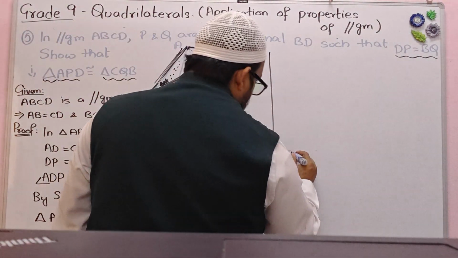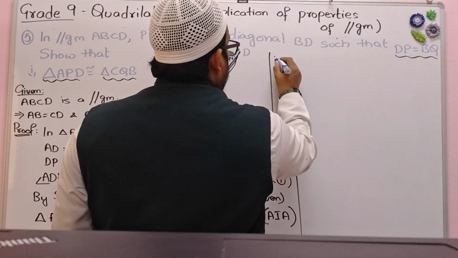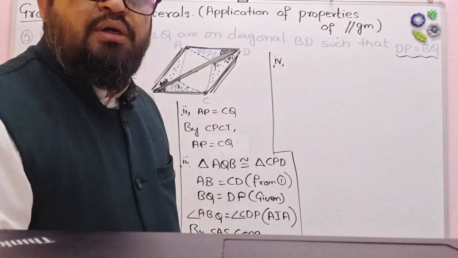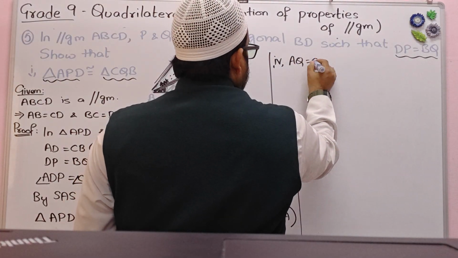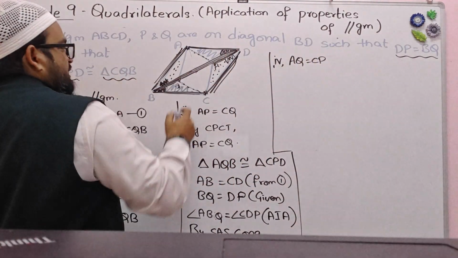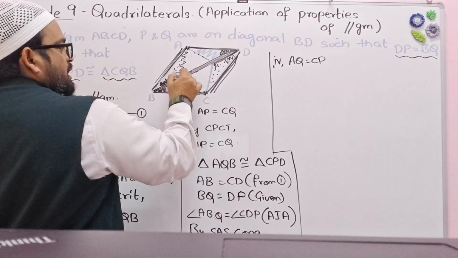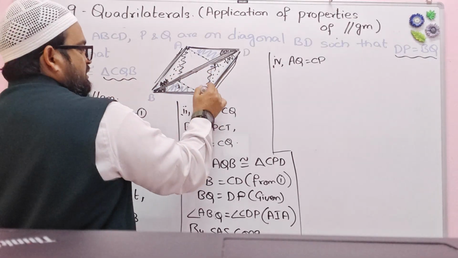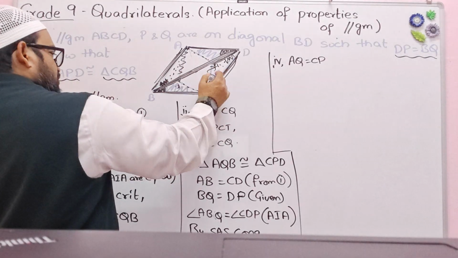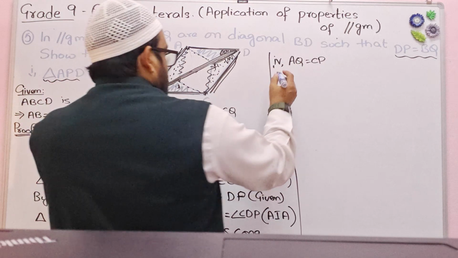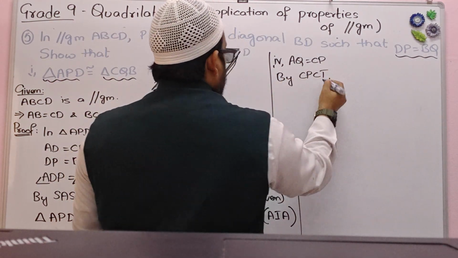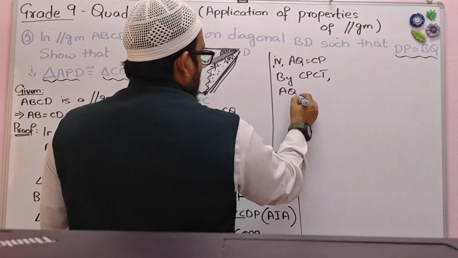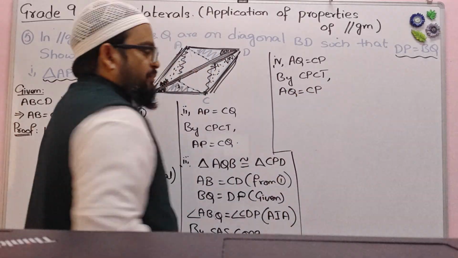So what is the fourth point? The fourth point is what he is asking us to prove. AQ is equal to CP. Where is AQ? This is AQ. And where is CP? This is CP. Just now we have proved that these two triangles are congruent. So by corresponding parts of congruent triangles, AQ is equal to CP.